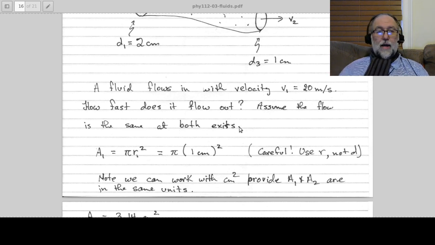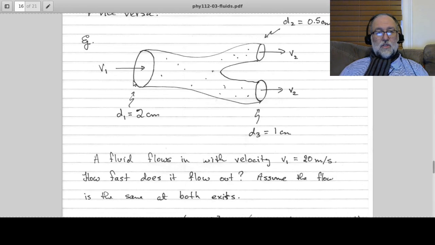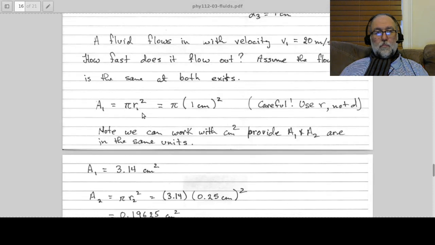All right, so for A1, which is the area right here, okay, we want to use pi r squared again. I said R1 here because it's D1. And be careful because we want the radius. Now the diameter I said was 2 centimeters, so the radius is 1 centimeter. Can see it there, okay? And so I said here even use R, not D, okay? The typical mistake that's made, okay?